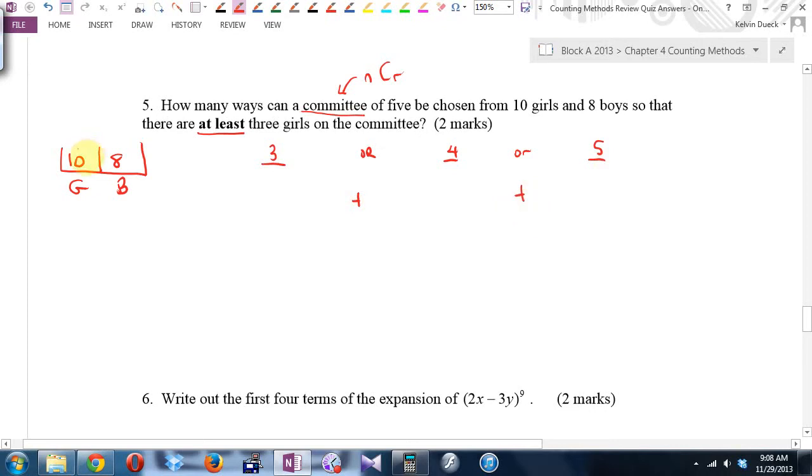So if I have 3 girls, it's going to be 2 guys. 10 choose 3, 8 choose 2. It's 3 girls and 2 guys, and means multiply. Then I can have 4 girls, 1 guy. 10 choose 4, and 8 choose 1. Or 5 girls, no guys. 10 choose 5, and 8 choose 0.